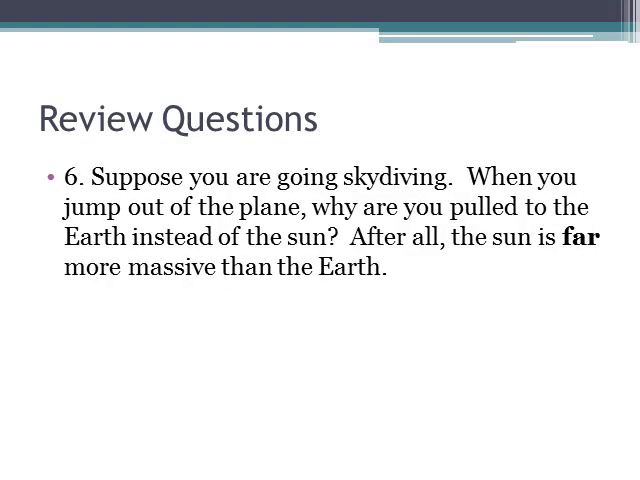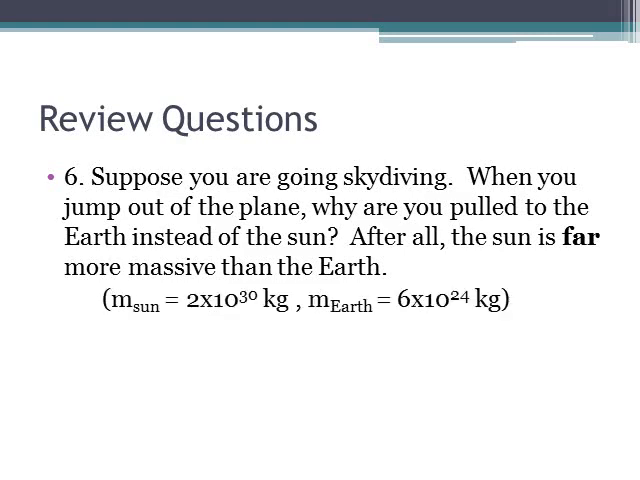Alright, last review question. Suppose you are going skydiving. So you're way up in the air, maybe 30,000 feet up in the air, for example. When you jump out of the plane, why are you pulled to the Earth instead of to the sun? And the reason I ask this question is, after all, the sun is way more massive than the Earth. Now, if you didn't know this, I have some numbers here for you. You don't need to remember these numbers. These are just to put this in perspective.